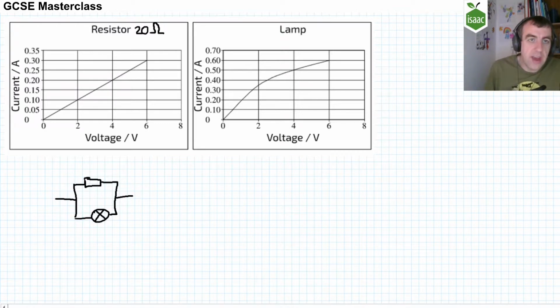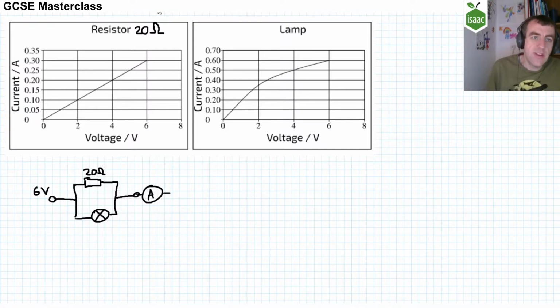Okay, so we've got our fixed resistor. We know that's 20 ohms. That's fine. And we've got our lamp of some unknown resistance. It seems to be changing. And it says that we wire these across 6 volts. So this is 6 volts from here to here. And it says how much current would be taken in total from the supply. So in other words, let's stick an ammeter in series with this network and see what goes through it.